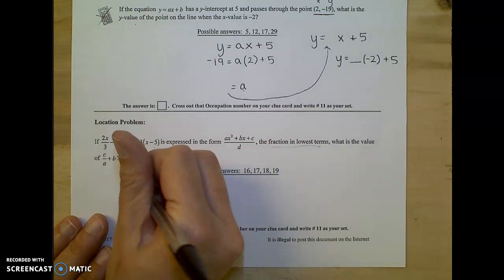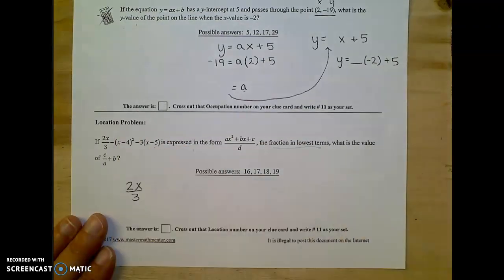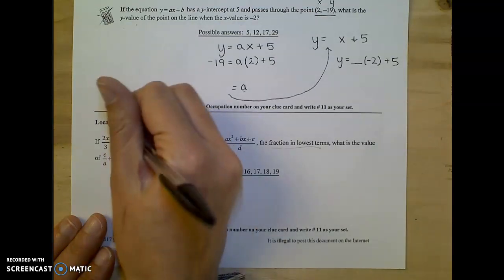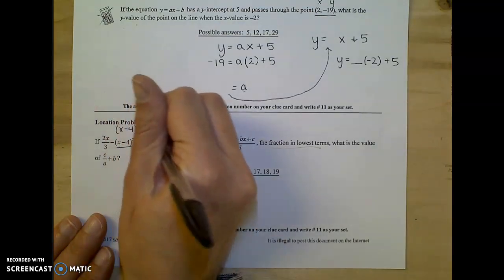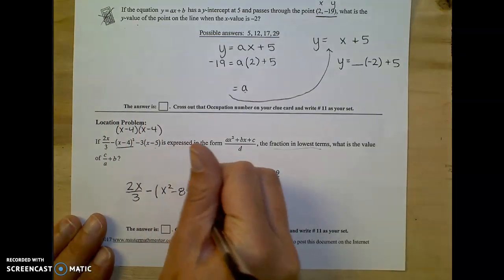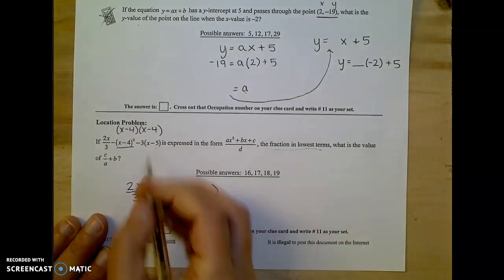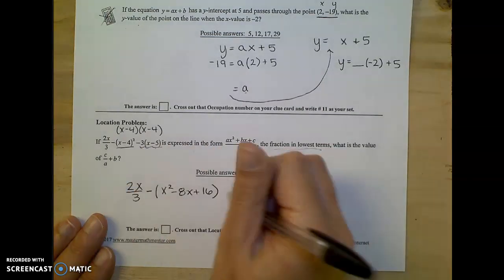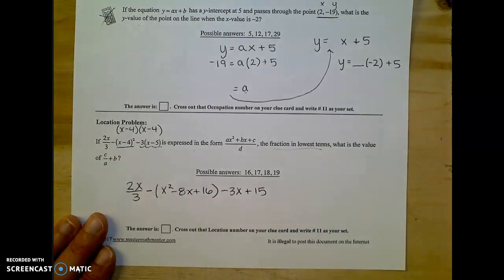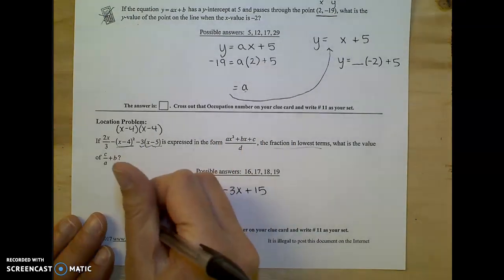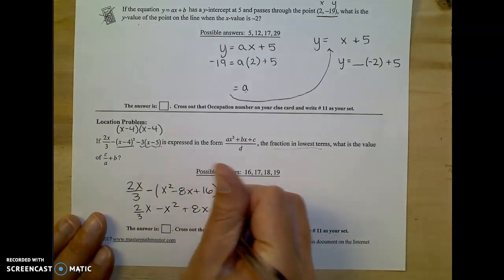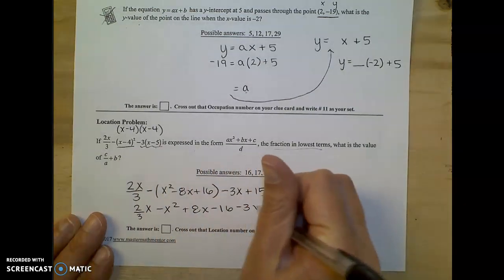So that 2x over 3, I couldn't do much about that. But right here, I FOILed that out. So I wrote it out twice and got x squared minus 8x plus 16. And then right here, I distributed my negative 3. Here I distributed my negative again, so I had 2/3 x minus x squared plus 8x minus 16 minus 3x plus 15.